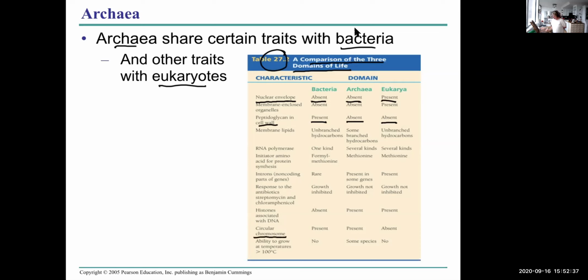Circular chromosome is present in bacteria, present in archaea, but absent in eukarya. Although that's not entirely true, because the smaller plasmids are present in mitochondria. But mitochondria, according to the endosymbiont hypothesis, are bacteria from ages ago that have been engulfed by other cells. So mitochondria have their own plasmids, as do chloroplasts of plant cells, which were also thought to have been engulfed in the distant past.